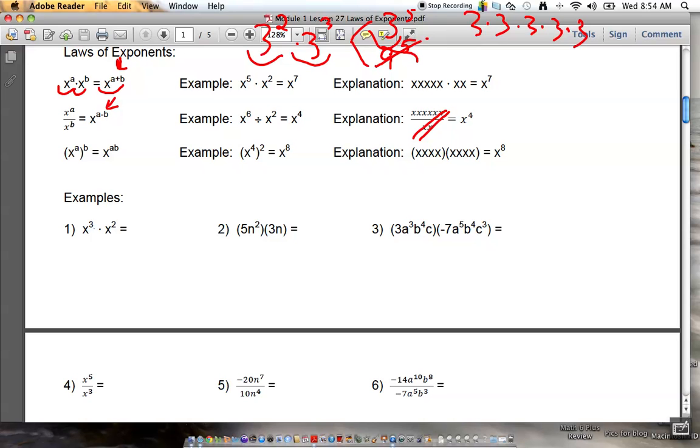When I raise a power to a power, I multiply. Example, x to the fourth squared is x to the eighth. The reason is, to square something means to use it as a factor twice. There's x to the fourth twice. How many x's do I have there? I have 8. Okay? So you guys do these first 3 questions.